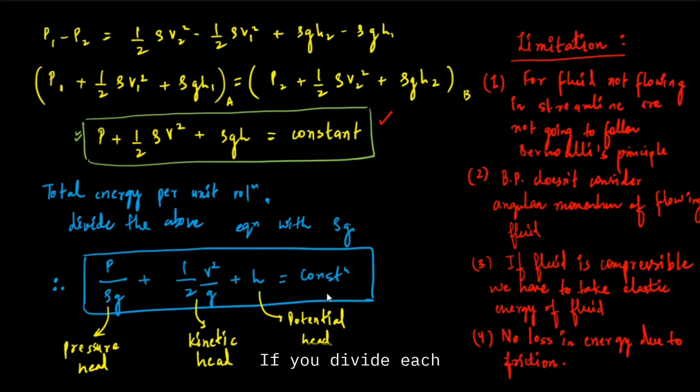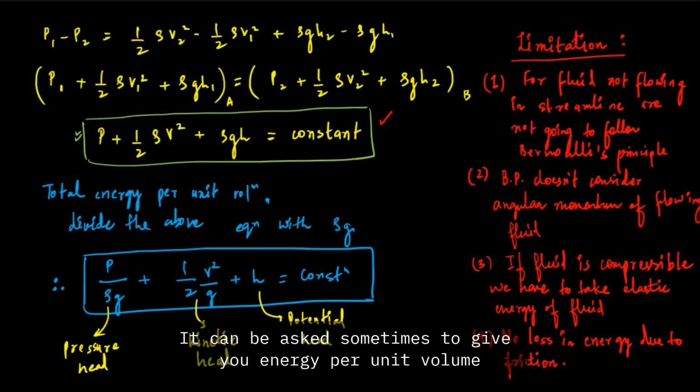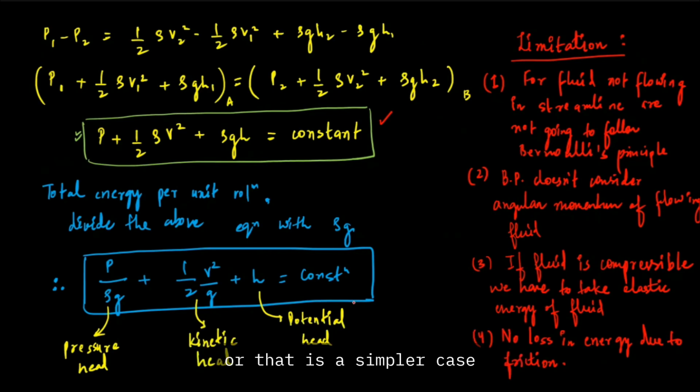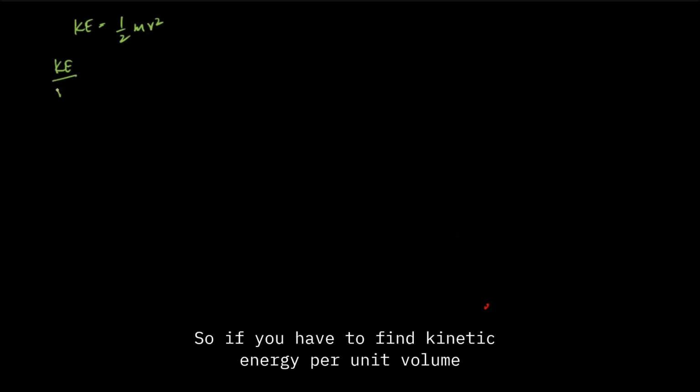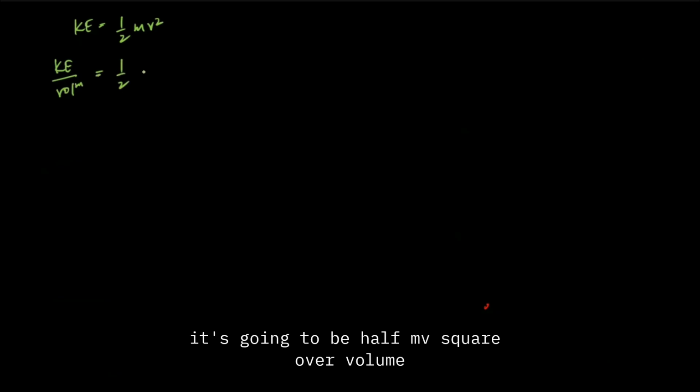If you divide each and every term by volume, what will it give you? It will give you energy per unit volume. It can be asked sometimes, or that is a simpler case. This is the part we generally use to explain small bits. For example, kinetic energy is half mv square. So if you have to find kinetic energy per unit volume, it is going to be half mv square over volume.